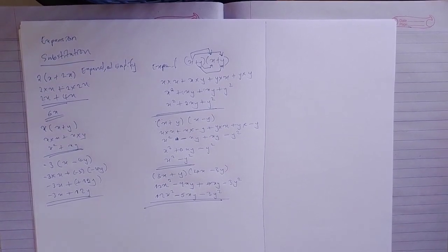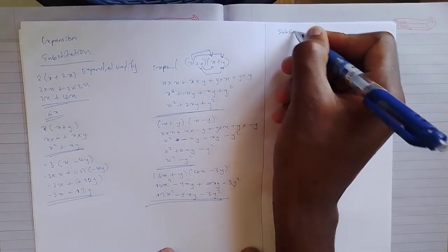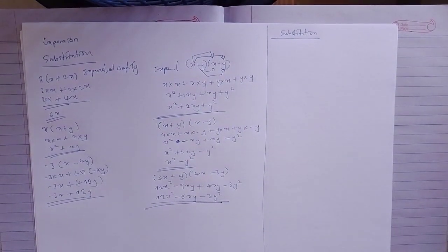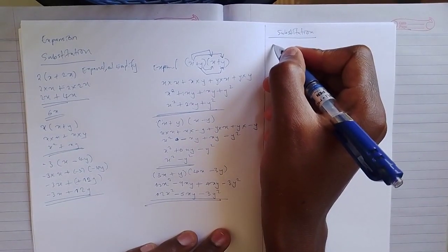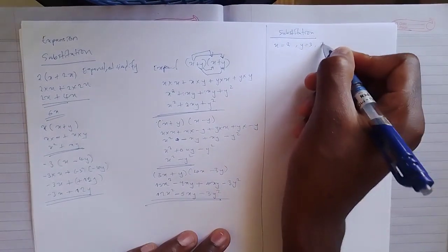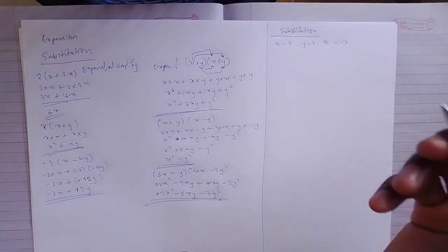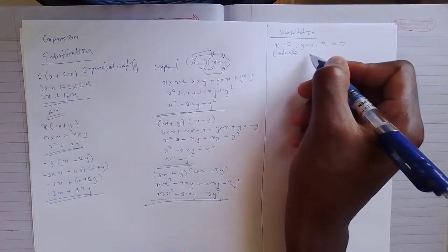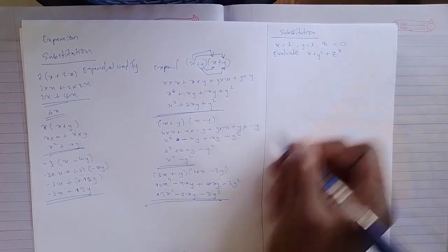Now let's go into substitution, the other part I talked about. So substitution now is where we actually use the variables. So say you've been given x to be equal to 2, y to be equal to 3, and z to be equal to 0, and then you're given a question that says evaluate x plus y squared plus z cubed.